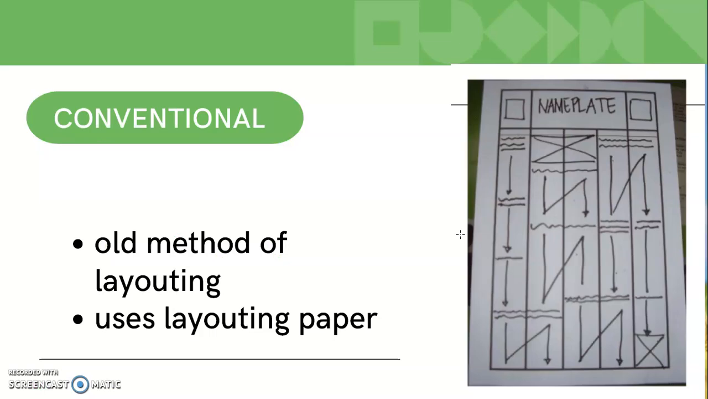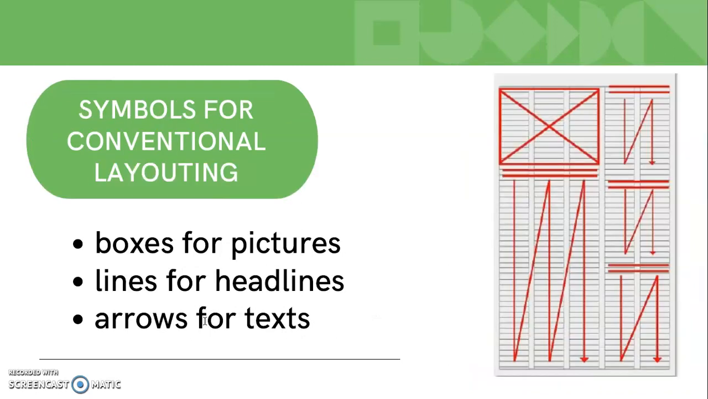In conventional layouting, of course, it's the old method of layouting. It uses layouting paper. However, since we do not have dummy paper, layouting paper or the dummy paper, we may also use graphing paper, since graphing paper is equally divided, it has a grid that could easily help the layout artist to identify the balancing or to set the proportionality of the parts of the layout.